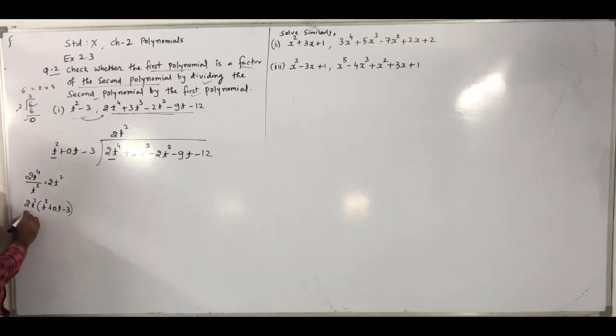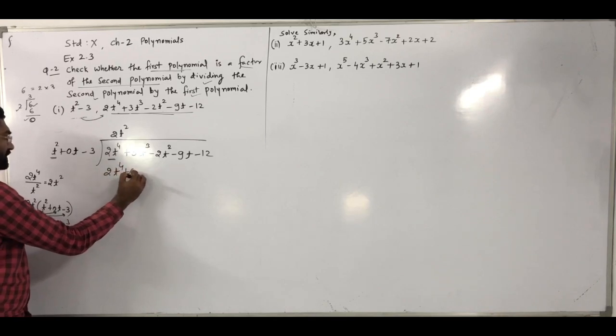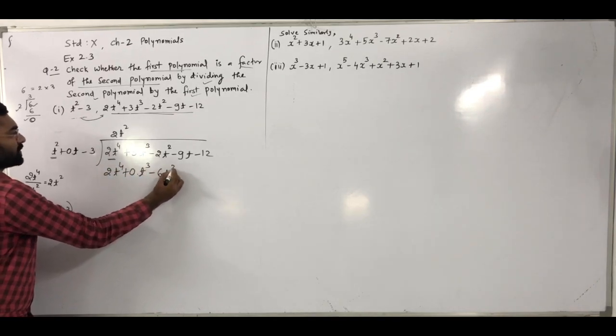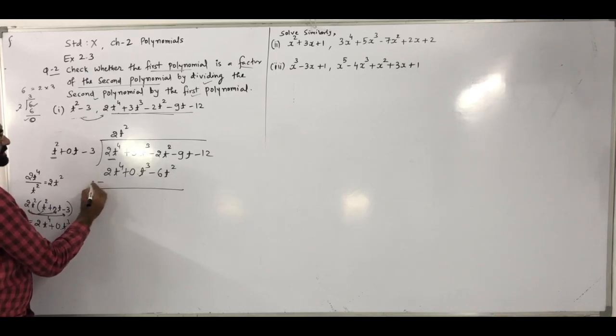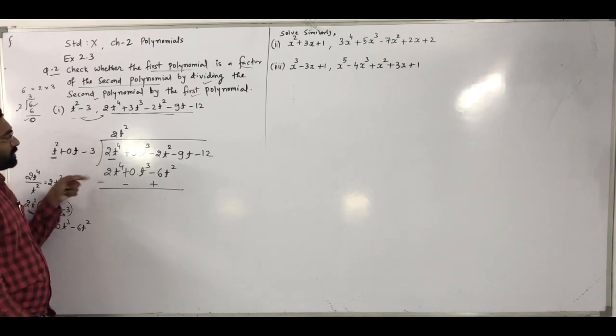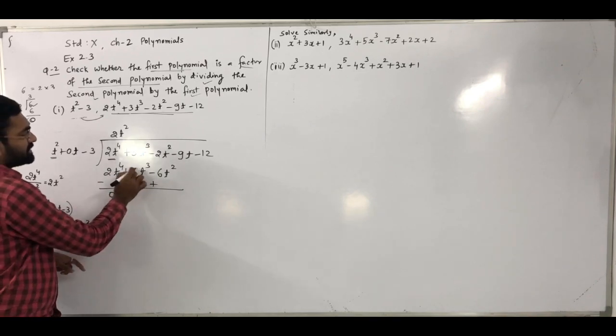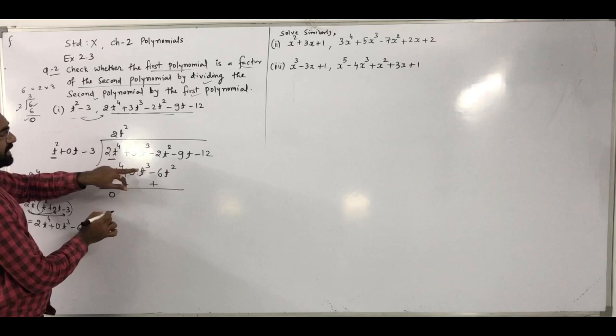If you multiply, 2t square into t square gives 2t raised to 4. 2t square into 0 into t gives 0 times t cube, which is 0. 2t square into minus 3 gives minus 6t square. We write all these terms: 2t raised to 4 plus 0 into t cube minus 6t square. Now change the signs: plus becomes minus, plus becomes minus, minus becomes plus. So 2t raised to 4 minus 2t raised to 4 is 0. The next term multiplied with 0 is 0 only, so minus 0 or plus 0 gives 0.